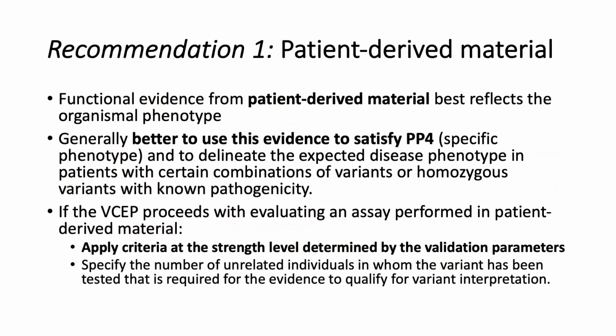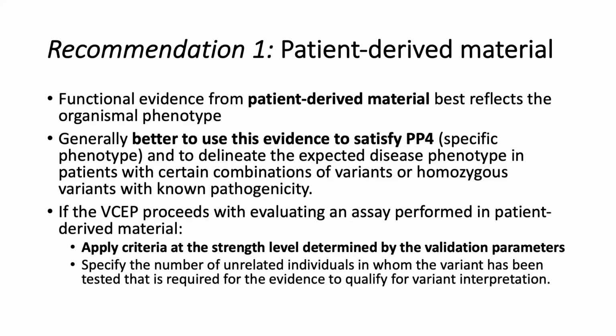When using patient-derived samples, a functional assay actually is evaluating a broader genetic and physiologic background, so the other variants that are in cis or trans that might have epigenetic effects or that may be specific to a cell type, rather than just the one variant in isolation. So it's generally better to use this evidence to satisfy the PP4 criteria, which refers to a specific phenotype, and then to delineate the expected phenotype in patients with certain combinations of variants or homozygous variants of known pathogenicity.